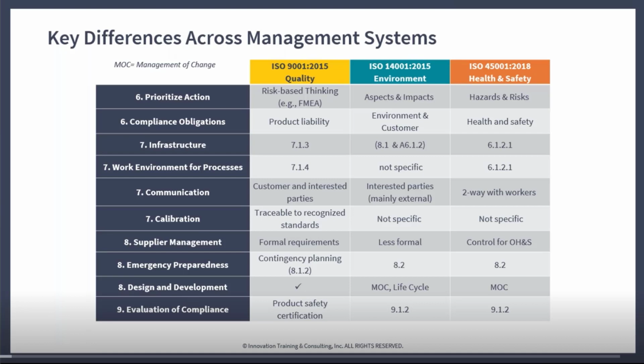Then the calibration and supplier management, that's really much more prescriptive in quality than the other 2 standards, even though they expect you to have reliable measurements and work with your suppliers and contractors. And the evaluation of compliance, again, environmental and health and safety have an entire clause dedicated to that. And under quality, you won't see a clause, but if you need to certify your product for safety, like a UL mark or CE mark, that would be included, that you have to prove you meet that product's safety.